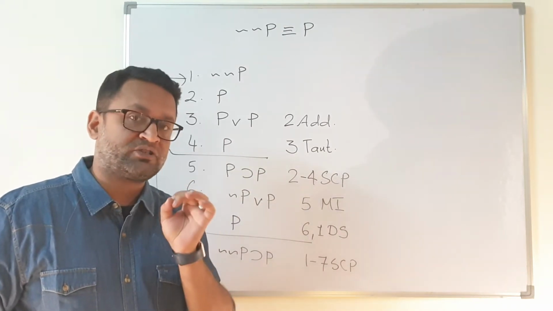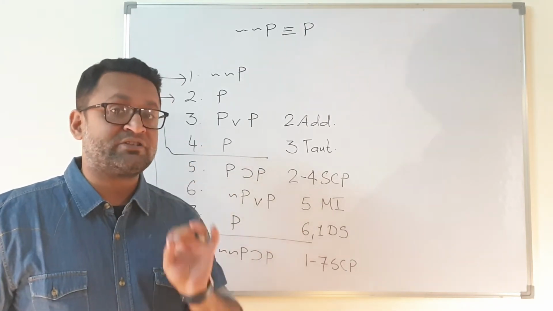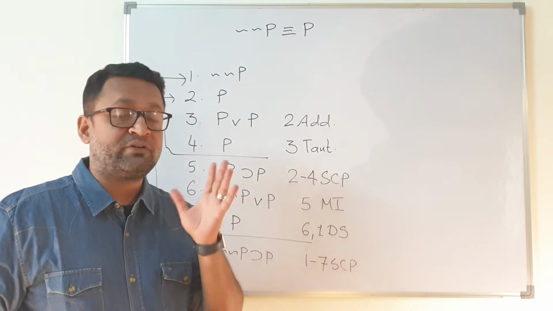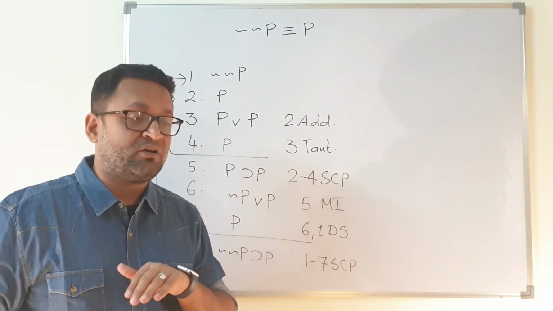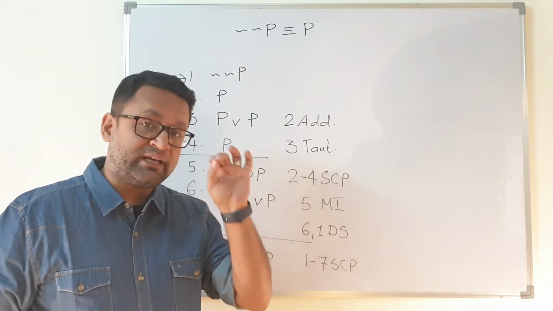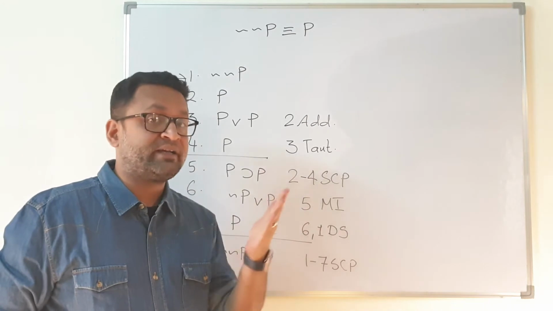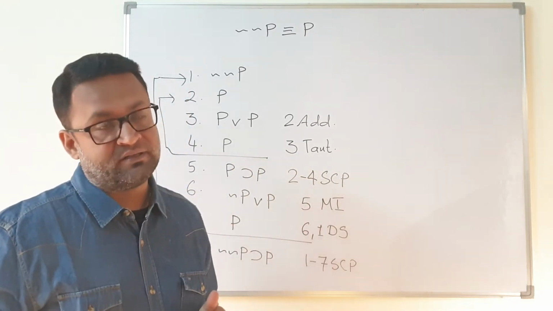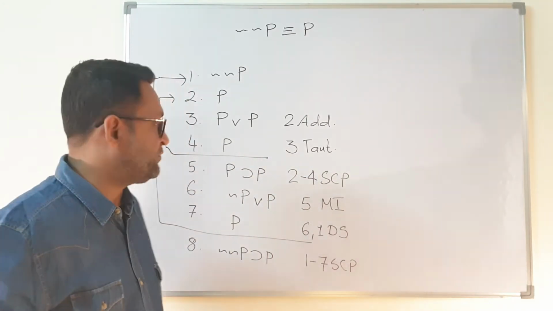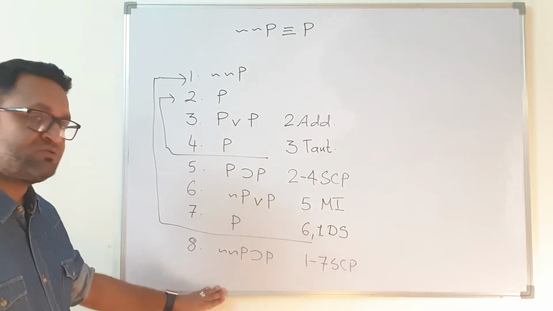You need to be very cautious that unknowingly you should not be using double negation in any of the rules, right? So whenever you are using material implication or DS and so on, you need to be very cautious that you are taking the negation of the negation rather than the double negation, right? If you are taking double negation, then it will not be a proper way of solving the question. So this is the way to reach from LHS to RHS.